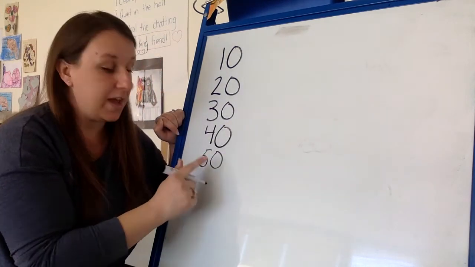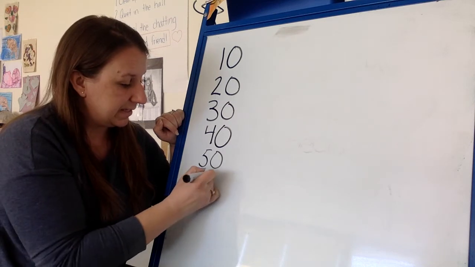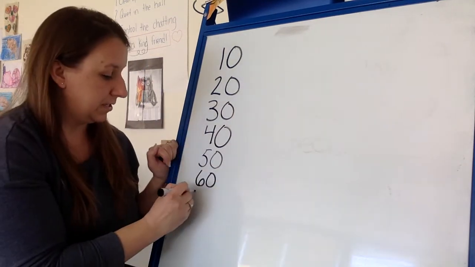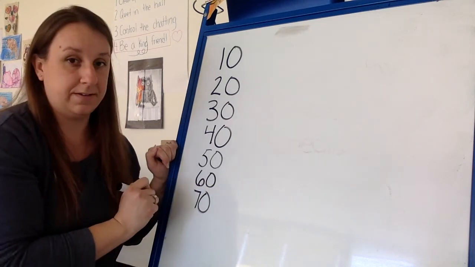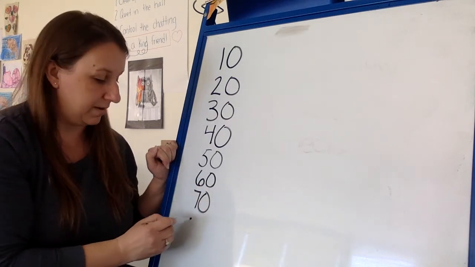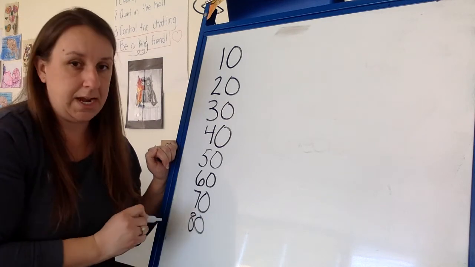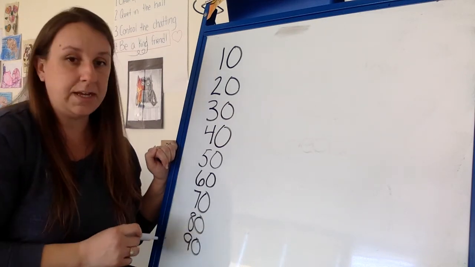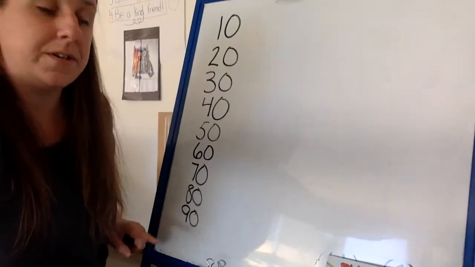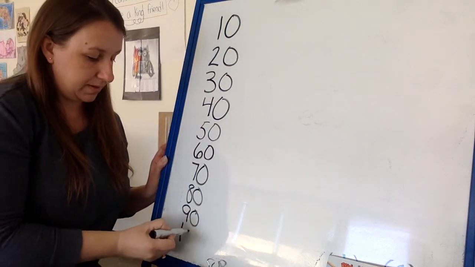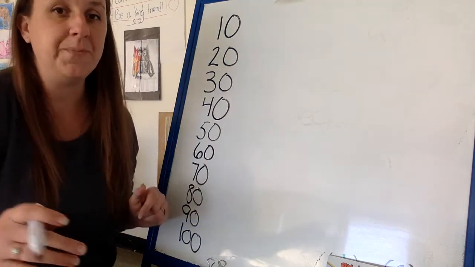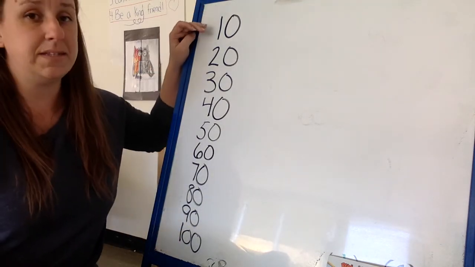What comes after 5? 6. What comes after 6? 7. 70. What comes after 7? 8. 80. What comes after 8? 9. 90. What comes after 9? 10. Let's make it 100. Okay? So this is skip counting by tens.